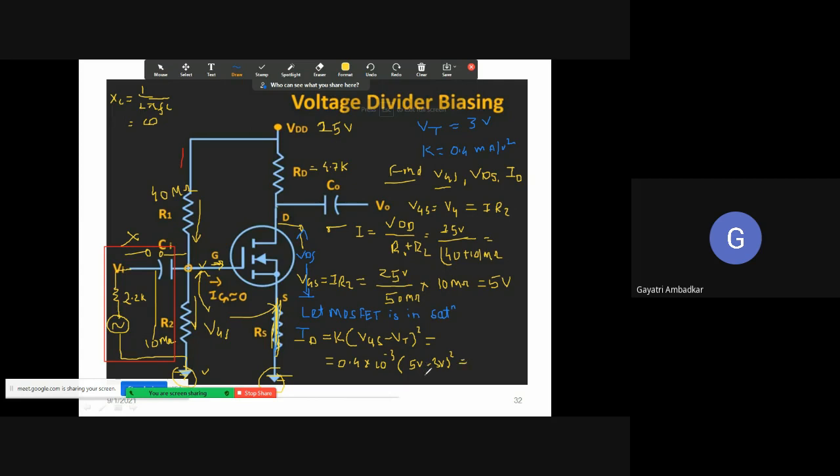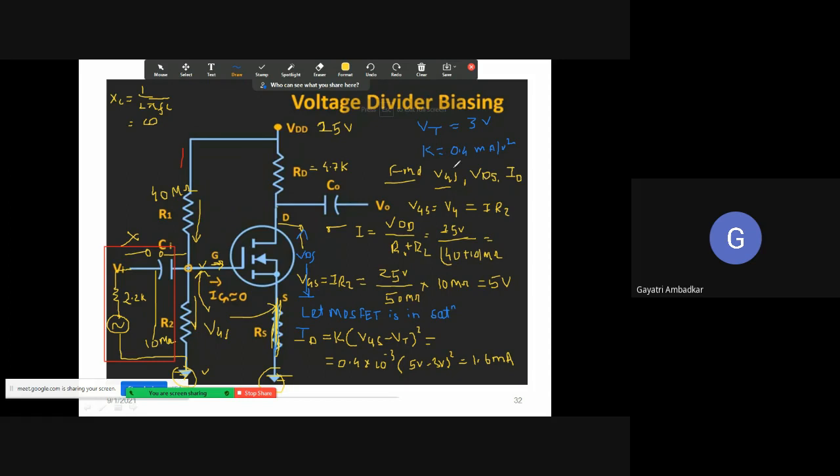This will be 2 volt square. So 2 volt square will be 4 volt. So it will go 1.6 into 10 raised to 3. So it will be 1.6 milliampere. Are you getting? 1.6 milliampere. You have to keep your calculator with you. Okay, so you have to find it.